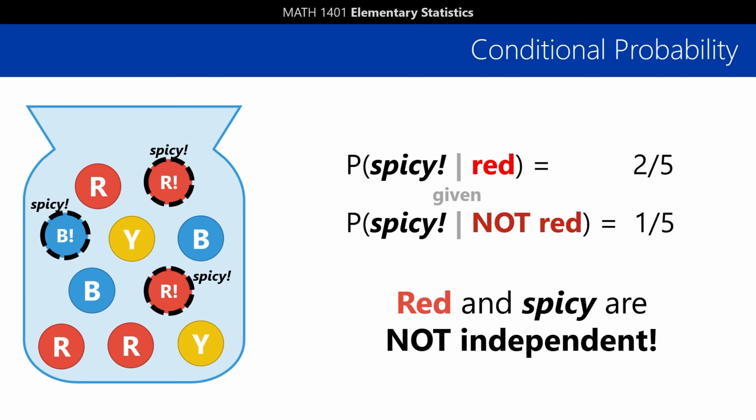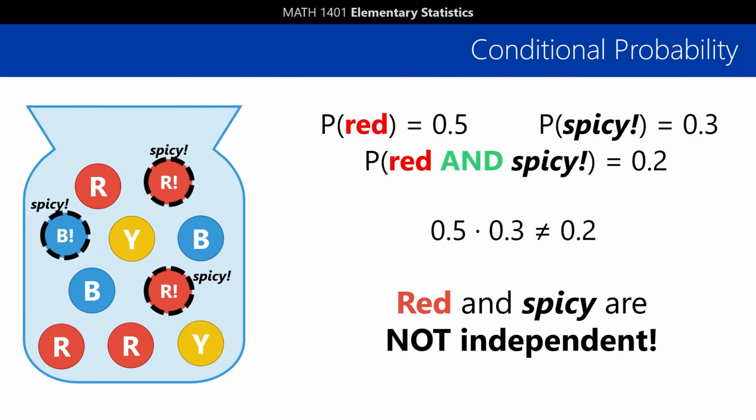If they were, the chances of being spicy would be the same, regardless of whether the gumball was red or not. We can also show this by trying the multiplication rule. There's a 5/10 chance of being red and a 3/10 chance of being spicy. But if you multiply those together, you don't get the correct probability of being red and spicy. So this is another way to show that these two things are not independent.